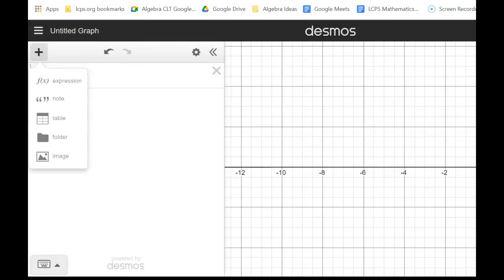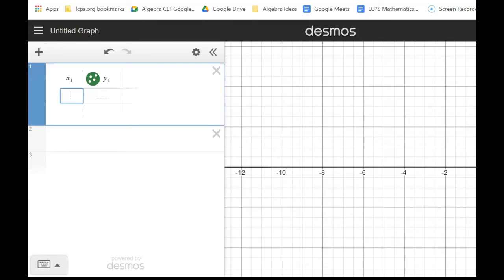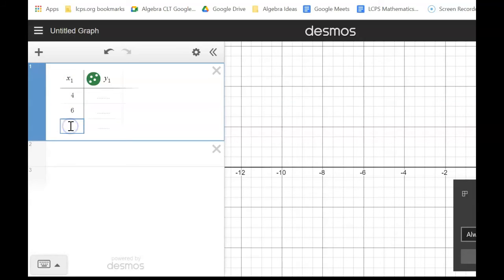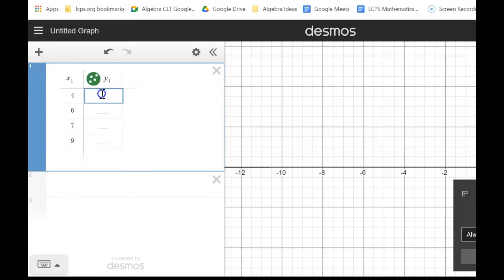All right, I'm going to add a table. To add the table, I'm going to put in the values for that example. We've got inputs of 4, we've got 6, we've got 7, and we've got 9. Okay, there's our x values. Our y values are 4, 5.2, 6, and 7.